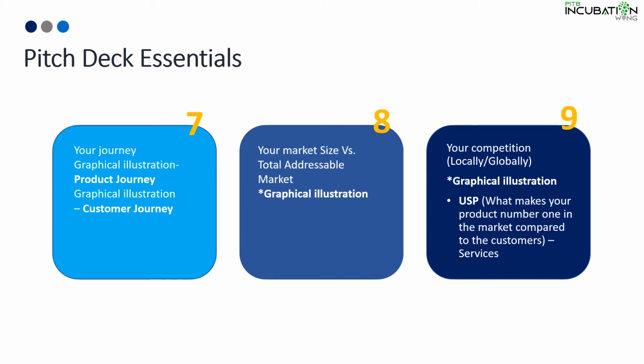Eighth, your market size versus total addressable market in graphical illustrations. Market size is the total market population you're operating in. An addressable market is the population who is willing and has the capacity to use your product or service. Ninth, your competition. Your competitors, the USP they have and the USP you acquire. A USP or a unique selling proposition is the one thing that makes your business better than the competition.